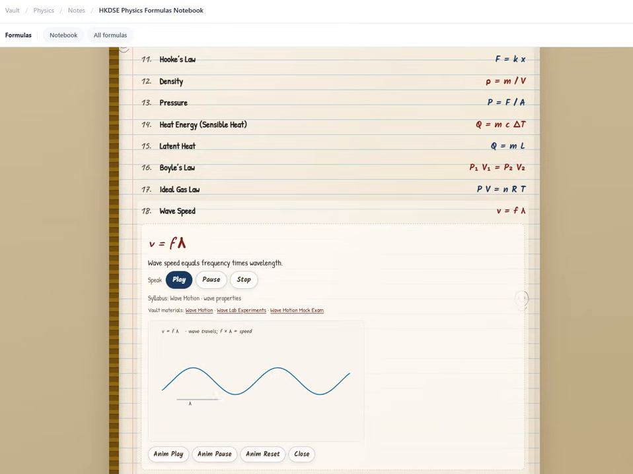Wave speed, v equals f lambda. Wave speed equals frequency times wavelength. The wave travels, frequency times wavelength is wave speed.